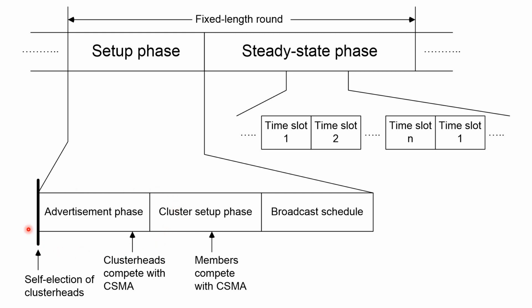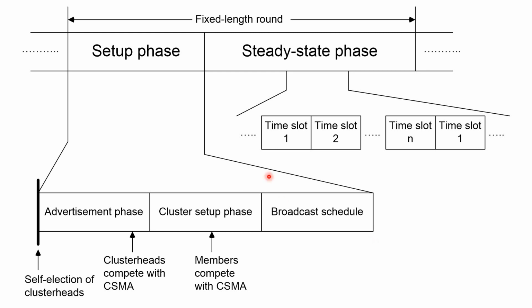During this advertisement phase, CSMA is used to send packets or broadcast messages advertising themselves. So after that, the cluster setup phase starts, where each of the members compete, again using CSMA, so that they can join or communicate with the cluster head to select it as their cluster. Okay, and once the cluster setup phase is done, the schedule is broadcasted by the cluster heads. So after the schedule is broadcasted, the nodes also know when they will be able to send data to the cluster head, and the CDMA code is already fixed by the cluster heads themselves.